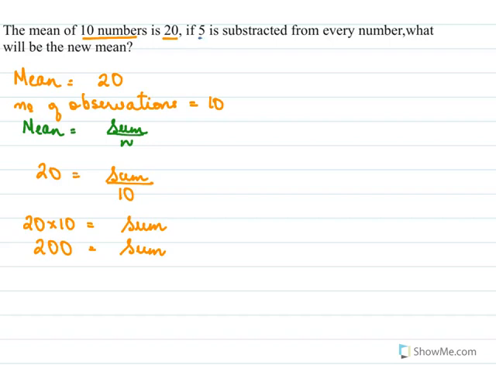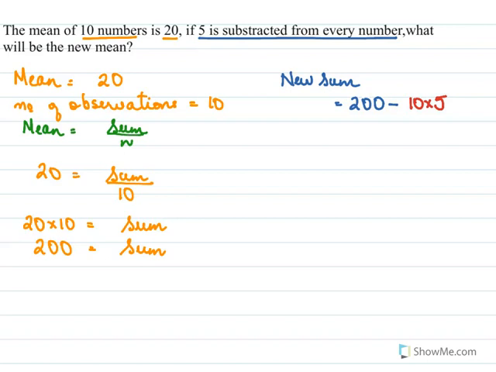And the next part of the sum, they say 5 is subtracted from every number. So now we will get a new sum. New sum will be 200, the old sum, and from this they subtract 5 from every number. So there are 10 numbers. So minus 5, minus 5, minus 5, 10 times. So 10 into 5 is subtracted.